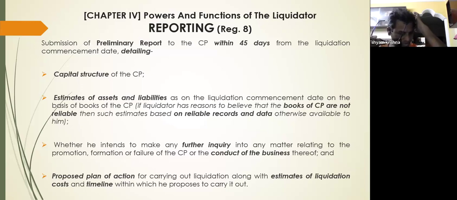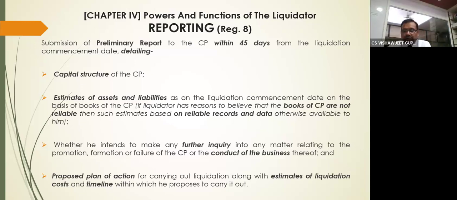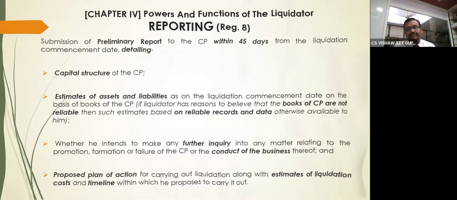Now, the proposed plan of action for carrying out liquidation along with the estimates of liquidation cost and the timeline within which he proposes to carry it out. Right? So he will have to give these details in the preliminary report.